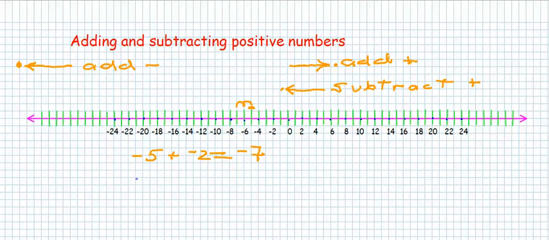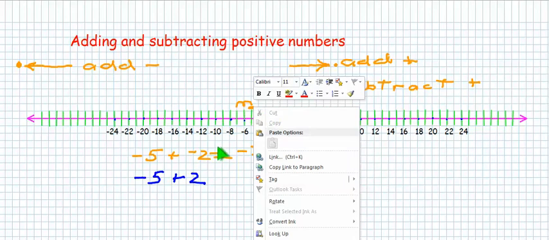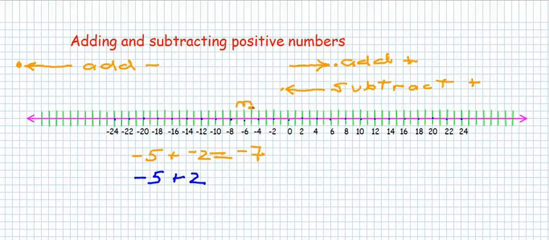Now, if we have a -5 plus a +2, we start at -5 here. We start at -5, add +2, we add a positive, we go to the right. So 1, 2, I'm at -3.